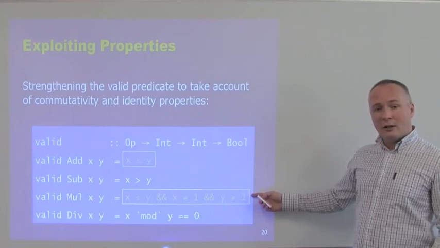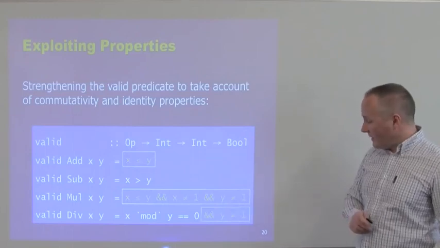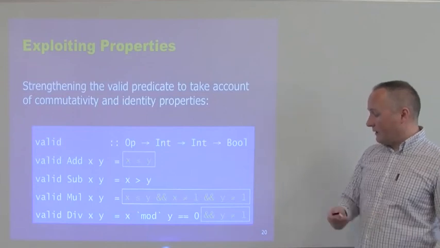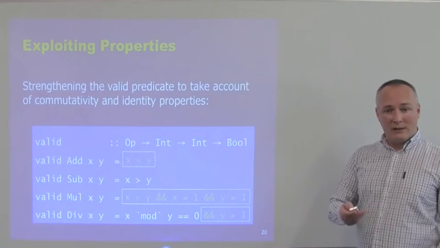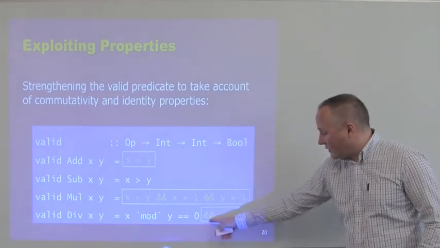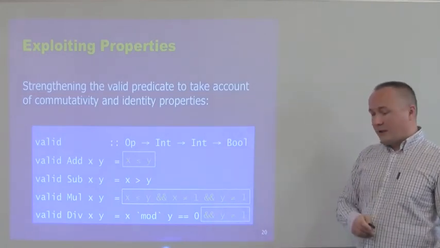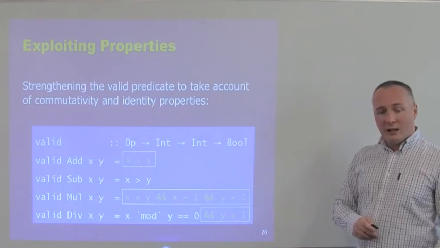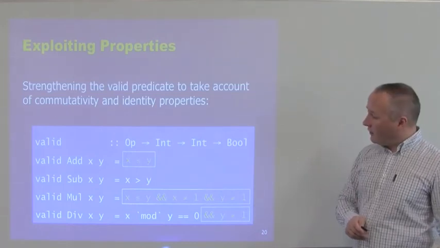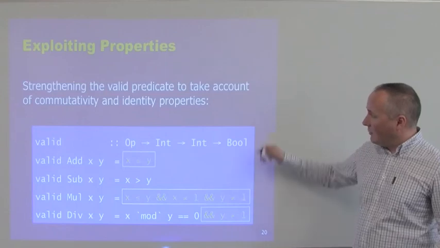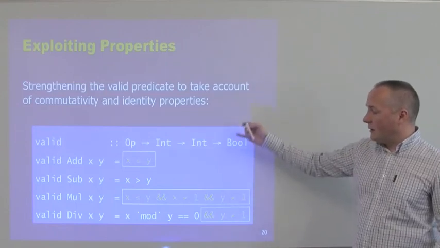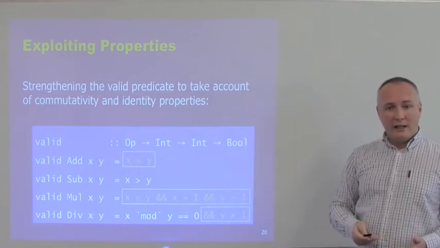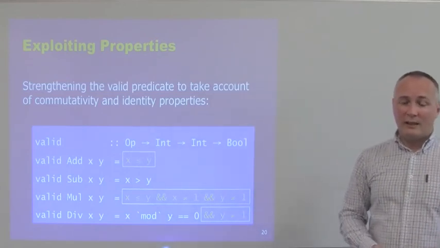unit for multiplication. Similarly, we can take account of the fact that there's no point in dividing by 1, because any number divided by 1 is itself, by putting on an extra little condition down here, which says that the second argument to division had better not be 1. Okay, so it's a nice little change we've made here. We've taken account of some simple commutativity and identity properties of some of the operators just by making some very small changes to our validity checker.